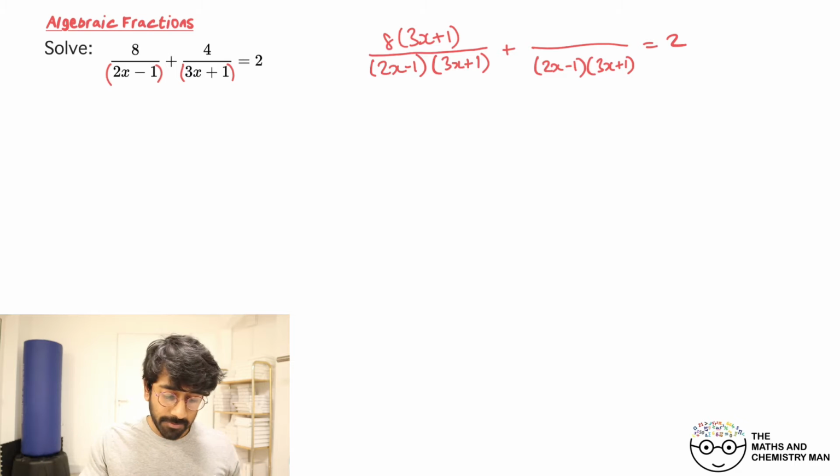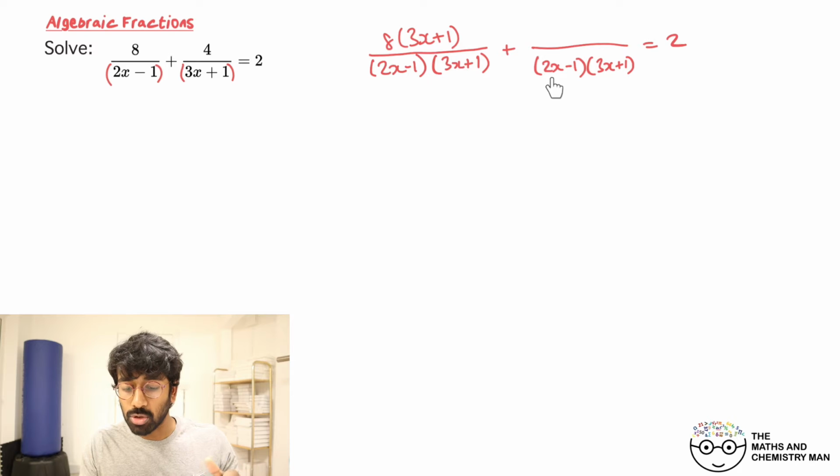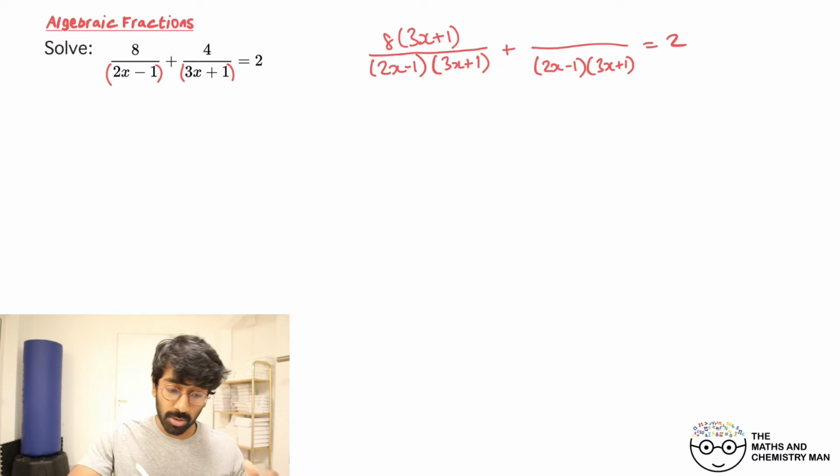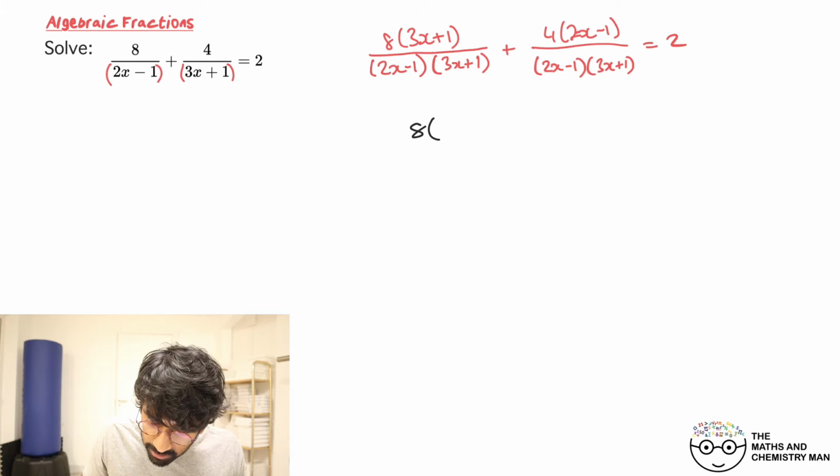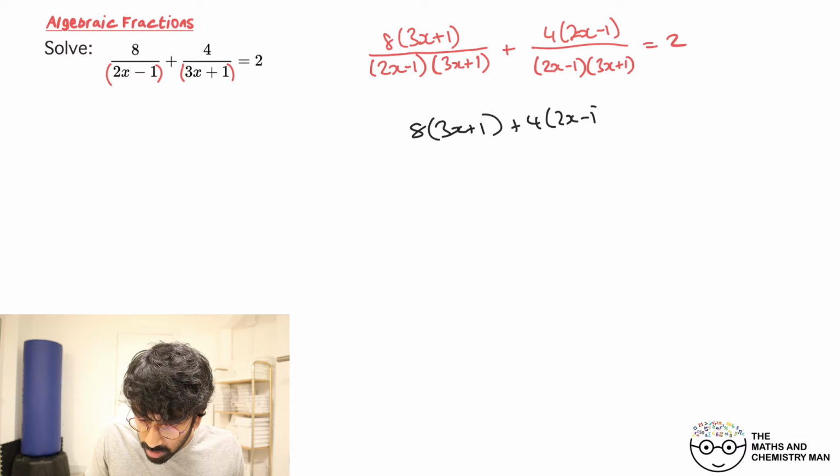Now for the second fraction, you used to have just 3x plus 1 on the bottom, but now we've got 2x minus 1 as well. So we do the same to the top, times the top by 2x minus 1. So you've got that there. Now that the fractions have the same denominator, we can squish them together, okay? So let's squish them. So then we're going to have 8 and then 3x plus 1 plus 4 and then 2x minus 1 all over 2x minus 1 and then 3x plus 1, like that, is equal to 2.